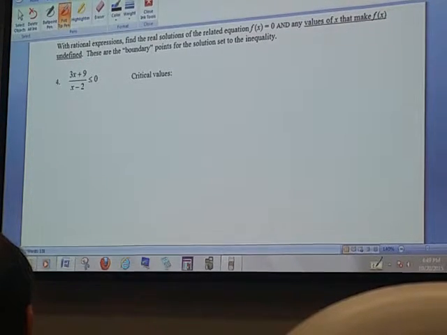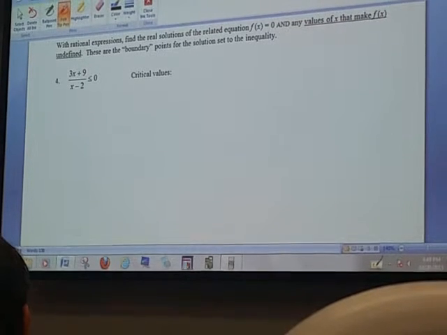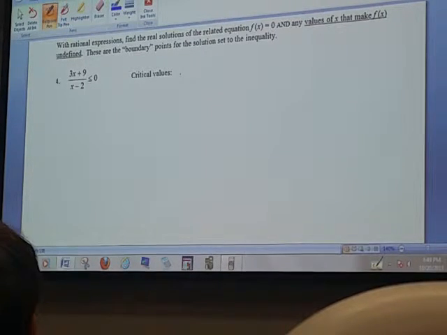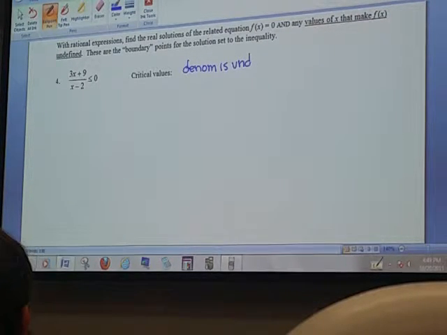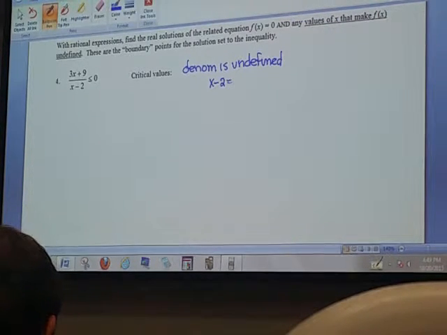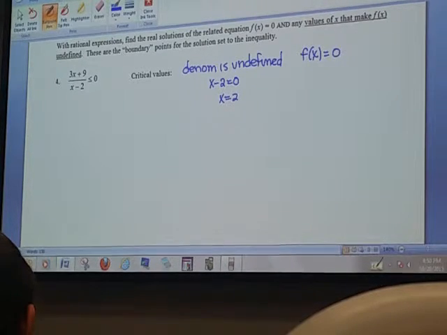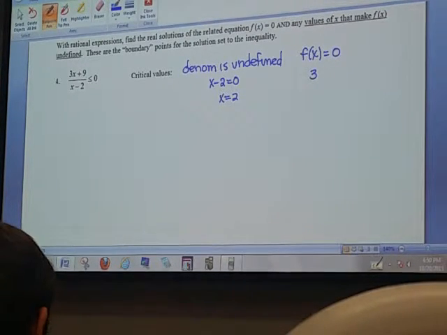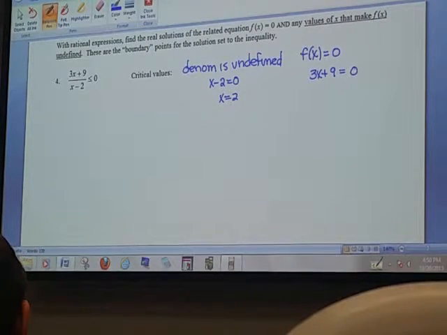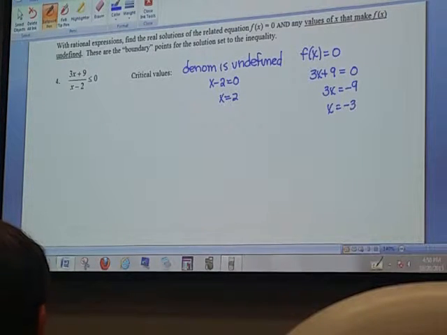So for the critical values, I have 2 places where I have the critical values. I have where the denominator is undefined, which in this case is where x minus 2 equals 0, so that's x equals 2, and where f of x equals 0. So the only way that thing equals 0 is where the top equals 0. So those are my 2 values.